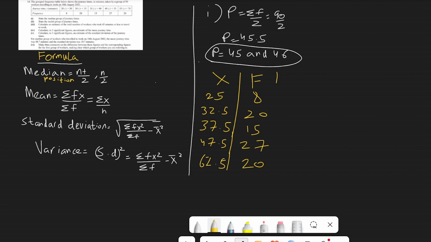So now we will have to make the cumulative frequency to see how many positions have gone, so that we can see where the 45th and 46th positions come.